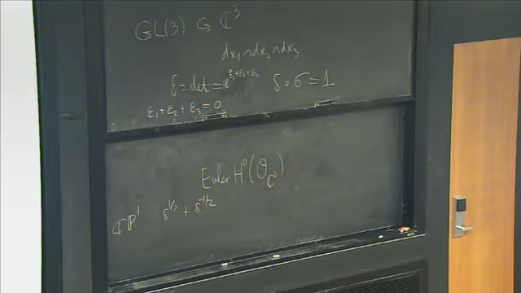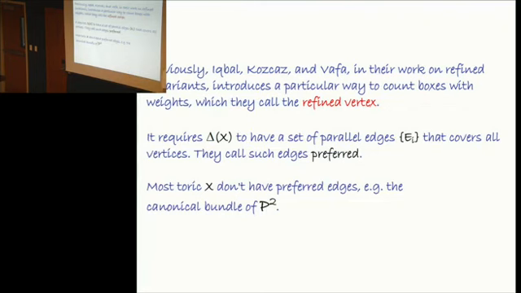And previously, in the context of studying refined invariants, people have defined certain ways of counting things with boxes. There's a large body of work on this, but I would like to particularly mention a paper by Iqbal, Kozcaz and Vafa. They define something they call the refined vertex.